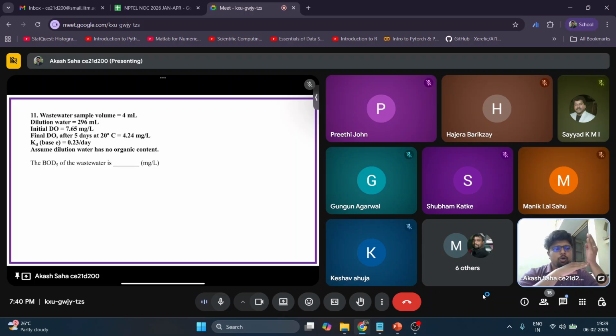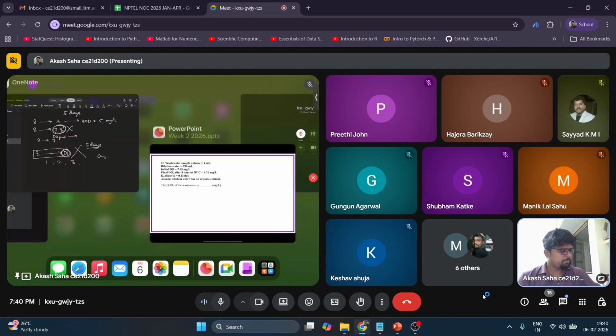In the coming weeks' classes, more and more numericals will be there. So I request everyone to sit with their calculators and with pen and paper so that we can solve and move forward faster. Quickly just try to answer it. It's a one-line problem. Initial DO is given, final DO is given, sample volume is given, and dilution water volume is also given. No one? Okay, let me tell you the answer.